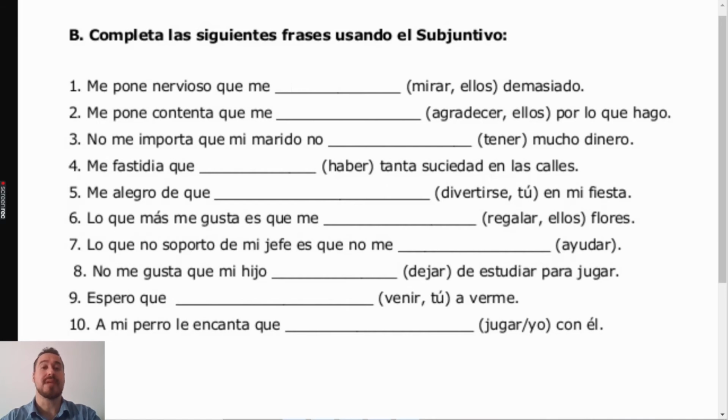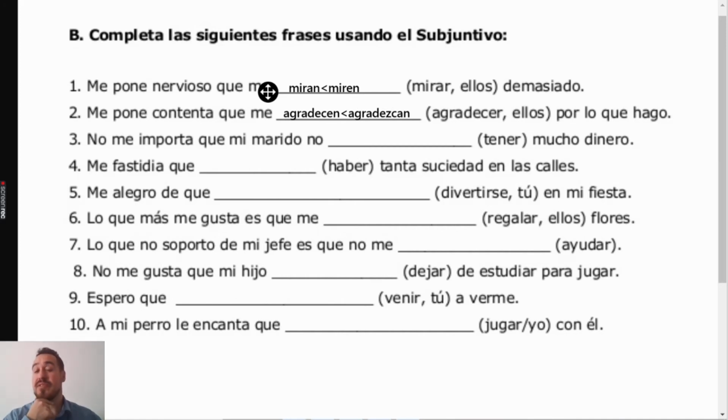So me pongo nervioso que me. So mira. I'm talking about that, sorry. Miran. Miren. So miren is a subjunctive, yeah? Me pone contenta que agradezcan. So this is another regular verb. Let me agradece. Agradezcan.